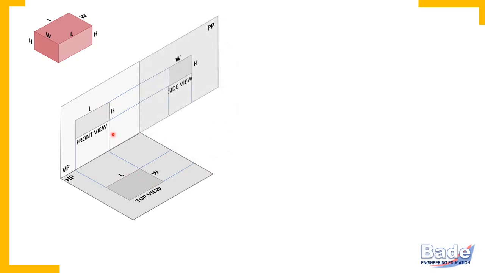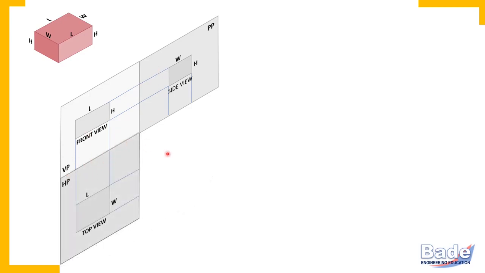To bring all these three views in one single plane, we imagine opening of the quadrant. Now in this case, HP is rotated about the line of intersection of VP and HP to bring HP in the plane of VP, and the profile plane is also rotated about the line of intersection of VP and PP to bring the profile plane in the plane of VP. So now all these three planes are in one single plane, and this is our drawing paper.